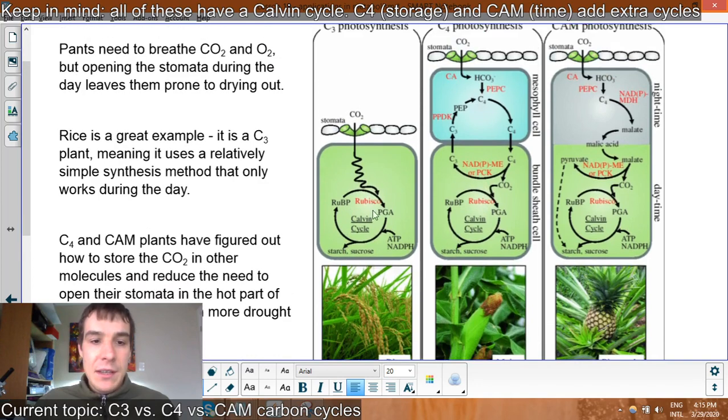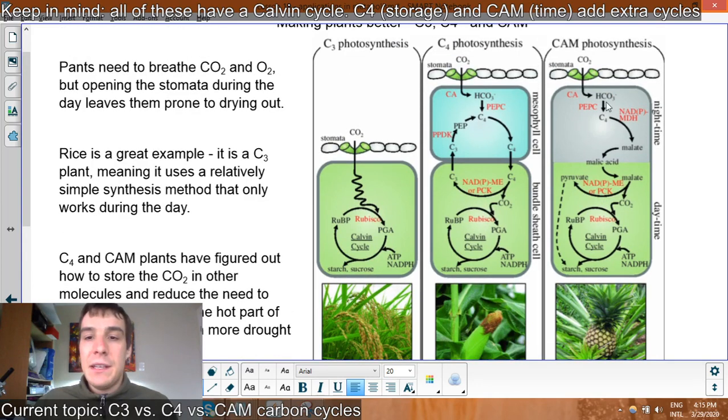CAM plants are a little bit different. It's in the same cell. It's in the bundle sheath cell, but it takes in CO2 at night and turns it into malate, this malic acid. And then during the daytime, the malate can get turned back into CO2. So it's still kind of a C4 system. It's just a different C4 system because it's a 4-carbon thing.